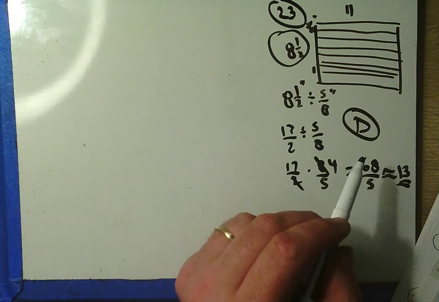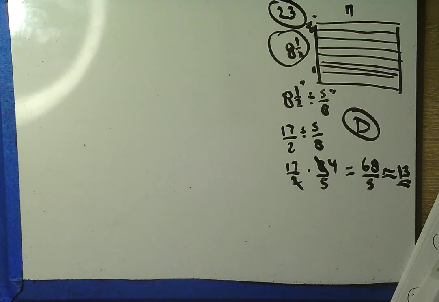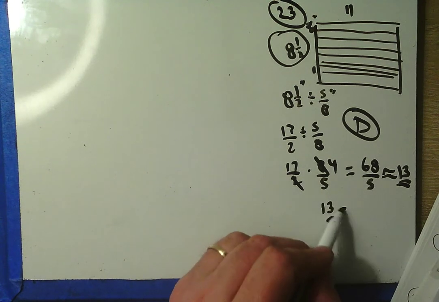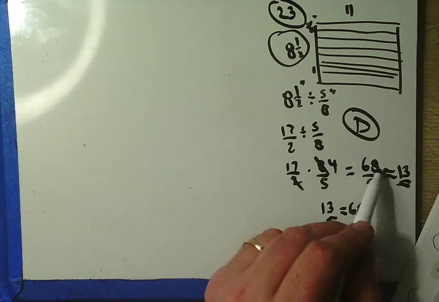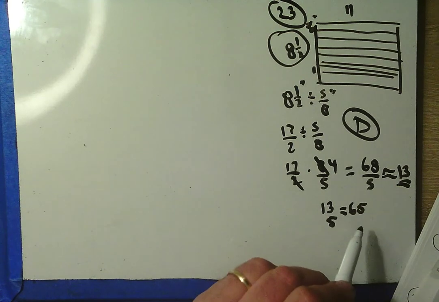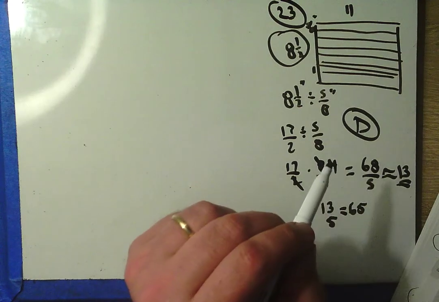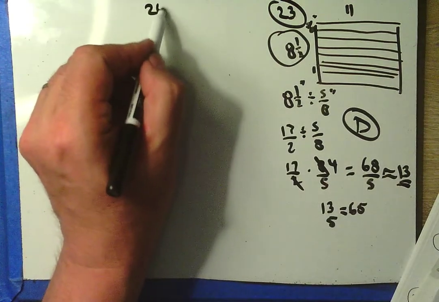It's a little more than 13, but it says what is the maximum number of strips, and 13 times 5 is 65. There's not quite enough left over for me to cut out yet one more 14th strip. So the most I can get is 13 strips here. 24.